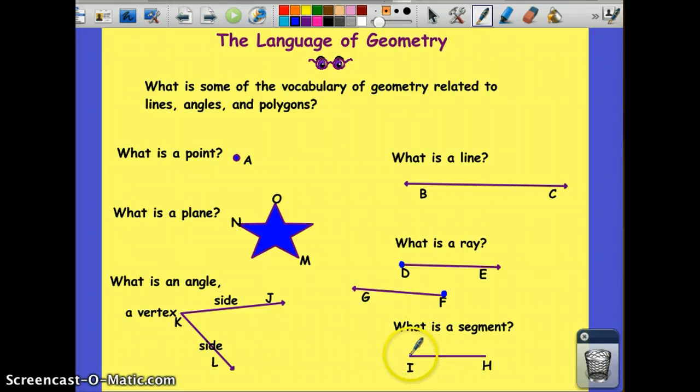Down here we have a segment. A segment has 2 endpoints. This would be segment IH or segment HI. Either way for a segment.